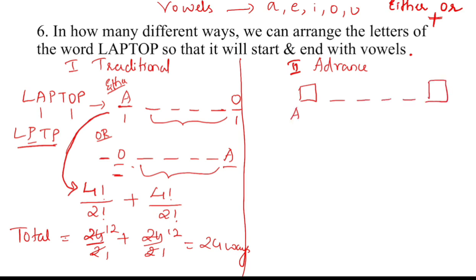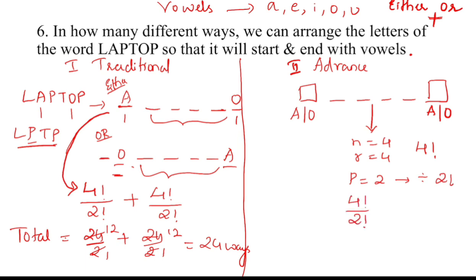So here A can be there or O can be there. Here also A can be there or O can be there, isn't it? Now the remaining places are what? 4 places are there. So remaining are 4 places and objects are 4. So this can be arranged in 4 factorial ways, but P is repeating twice. So therefore again we have to divide by 2 factorial. So therefore it is 4 factorial divided by 2 factorial.